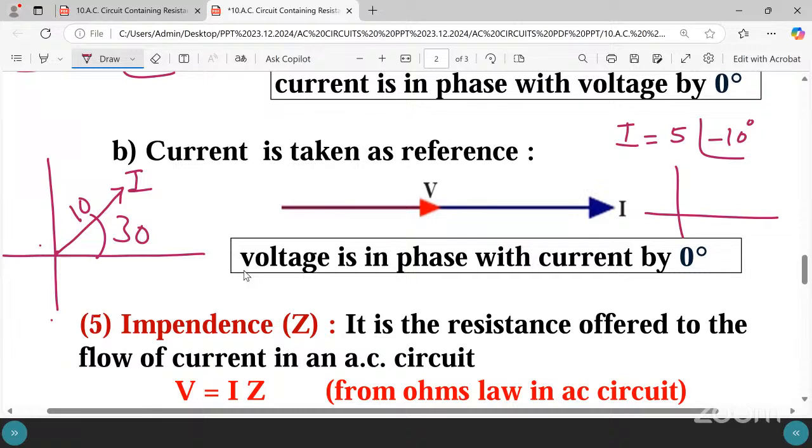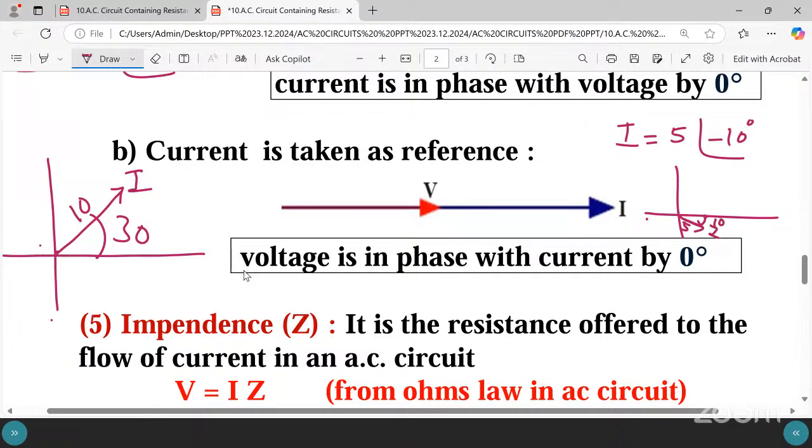Now, shall I rotate clockwise or anti-clockwise? Clockwise, confirm. Why is it clockwise? Minus means clockwise, like this. How many degrees? From the x-axis. So this is called minus. This is called current. What is the magnitude? 5. What is the angle? 10, because clockwise is minus.